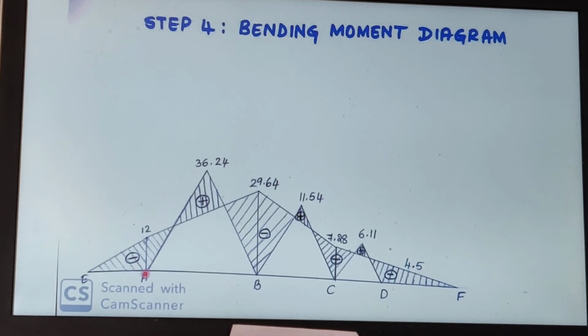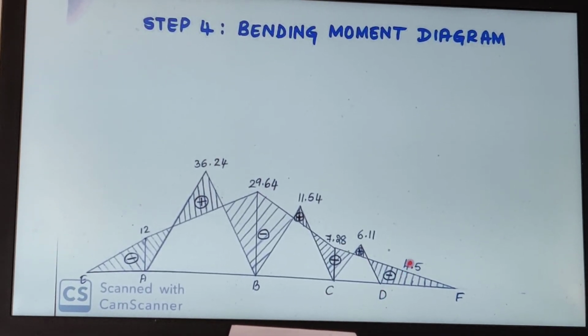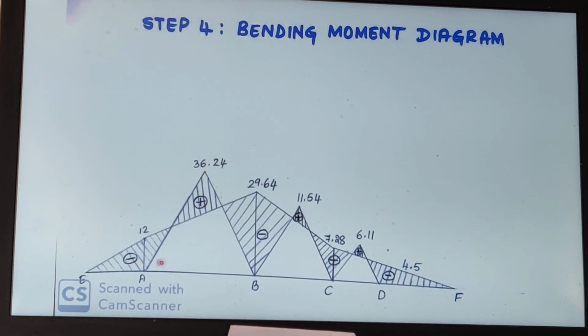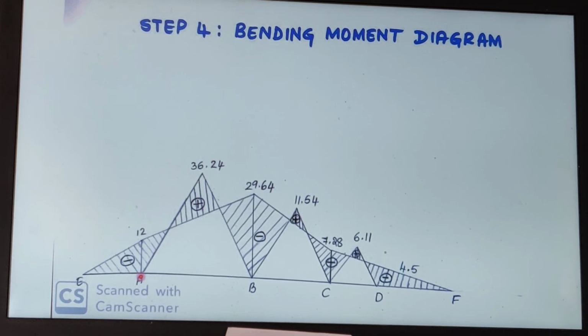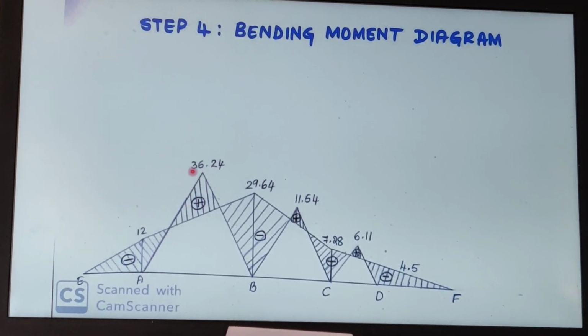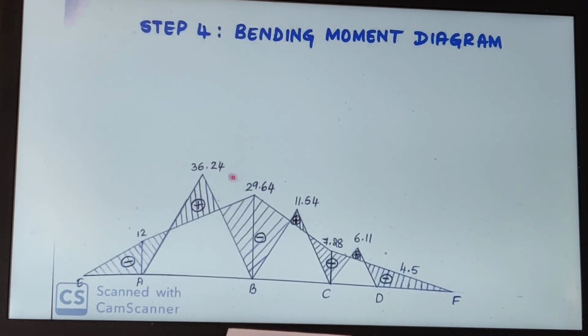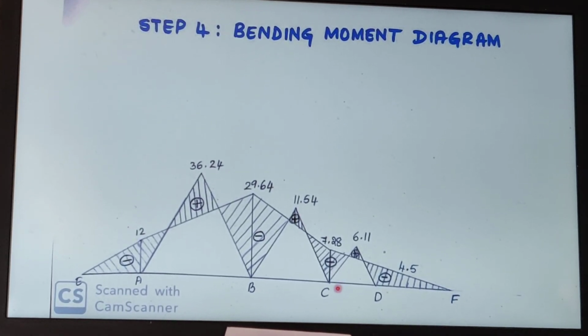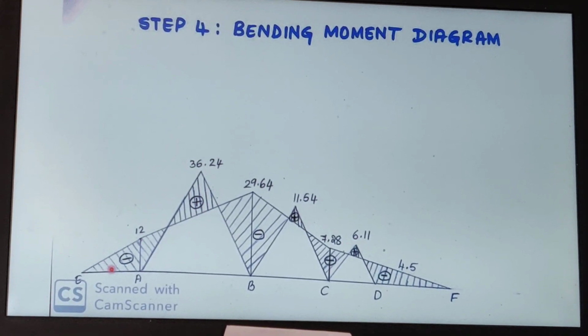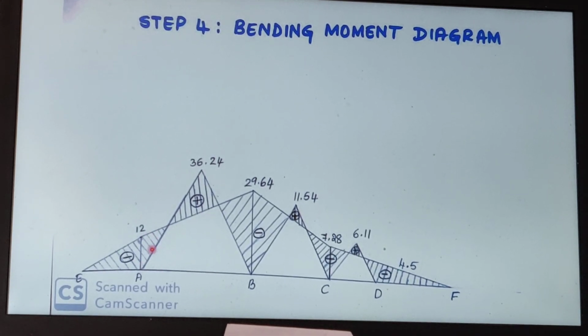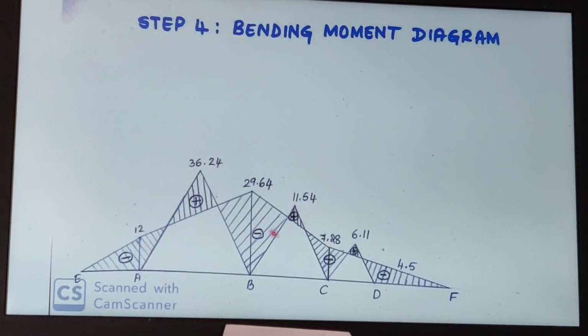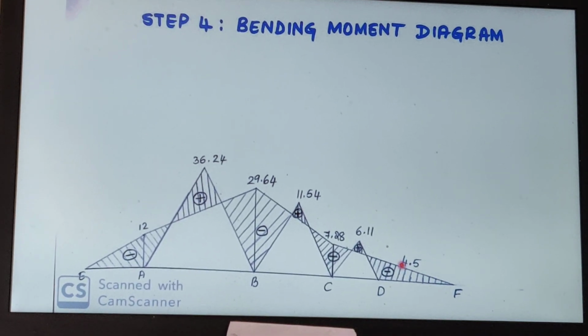So at A you have 12 as calculated, at B you have 29.64, at C you have 7.28, and at D you have 4.5, and then you plot the values, plot the BMD for the loading conditions on the beam. As it was a point load, you'll get the maximum to be 36.24, at BC you'll get 11.24, and then at CD you'll get 6.11, and finally you'll shade accordingly because there is a minus 12 moment here. You'll shade this part, and then you go on shading the alternate parts where you get the final diagram, something like this, and you finish the problem.